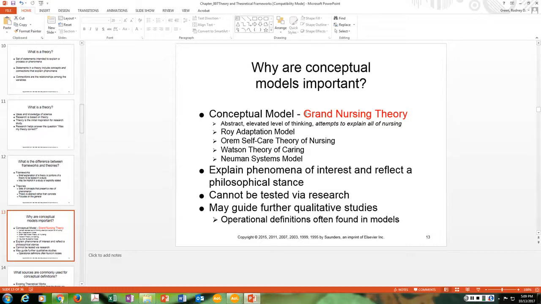The grand nursing theory conceptual model explains a phenomenon of interest and reflects a philosophical stance. They cannot be tested via research, but they may guide qualitative studies. And if you go back to the original publications of the grand nursing theories, you will find many operational definitions found in the models themselves.